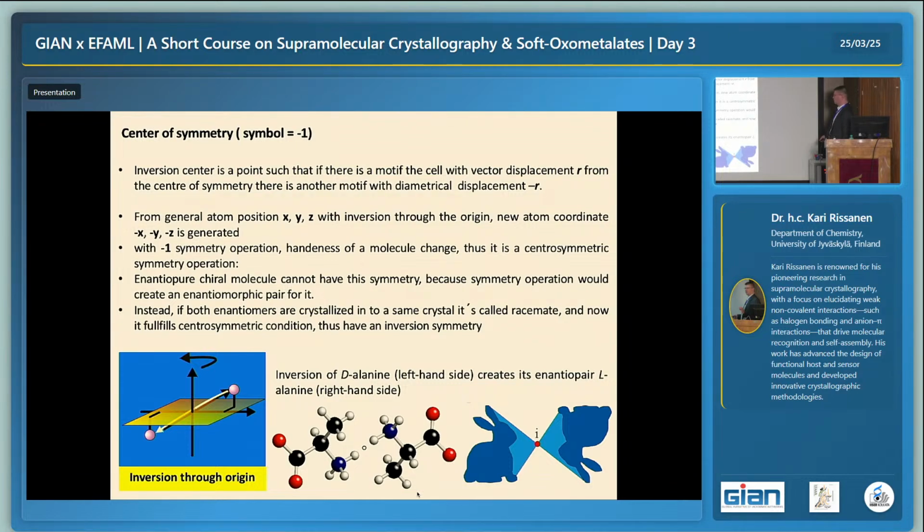Or if you take a rabbit, then the rabbit goes here upside down. This is very difficult to see that it's chiral, but it's chiral. So if that would be a left-handed rabbit, then this would be the right-handed rabbit. That's the idea. Biological objects are always chiral. Like I am chiral, all of you are chiral, because our sides are not mirror images.